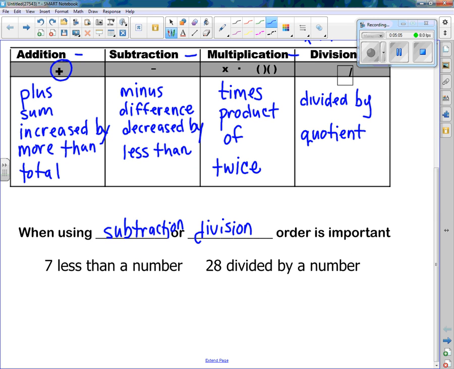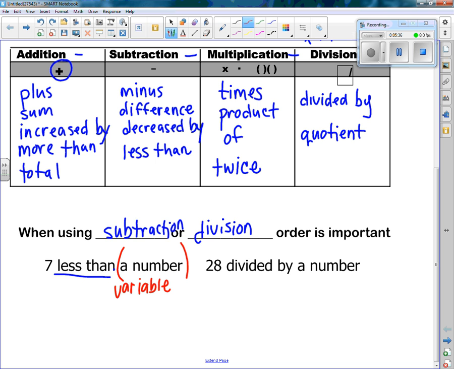Okay, first one, 7 less than a number. Looking at this keyword, less than, that tips us off that we're going to be using subtraction because it's part of our chart. Now we would be tempted to write 7 minus n. Oh, that brings me to a next point. Here we see this term, a number. That tips us off that we don't know what that number is, so we are going to have to introduce a variable.